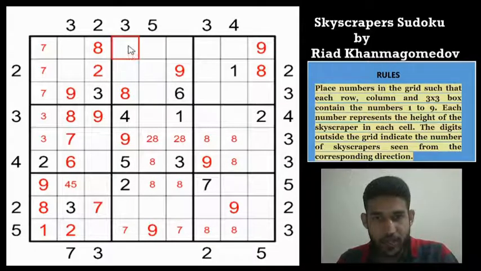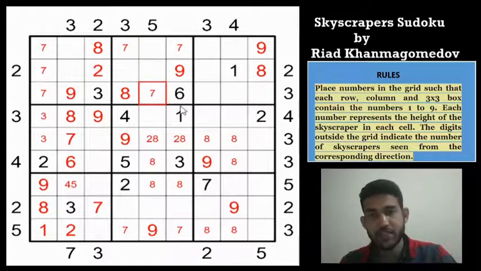So 7 can be here but cannot be here, because then 3 will be violated. So we can place the 7 here, and 7 cannot be here because of this 5 clue. 7 can be here. 7 also can't be here because then you will see 1, 2, 3 and 4, a maximum of 4 buildings only. So you can't have the 7 here, but you can have the 7 here, right?